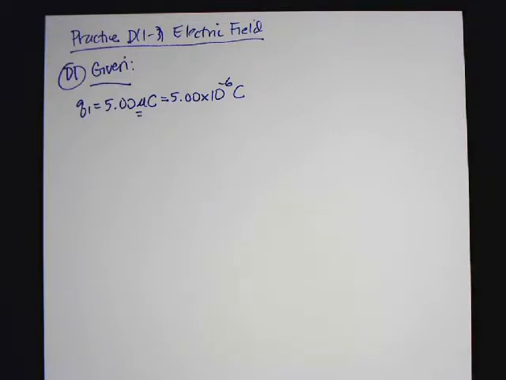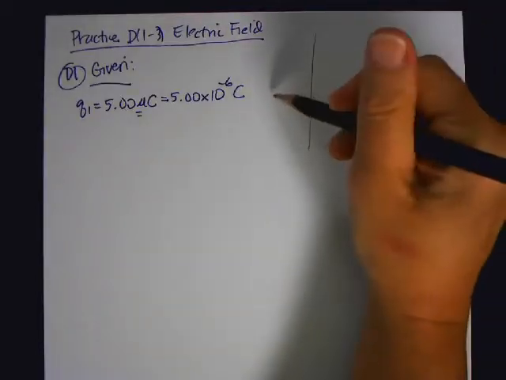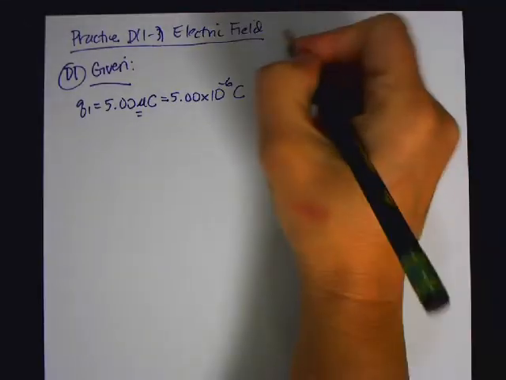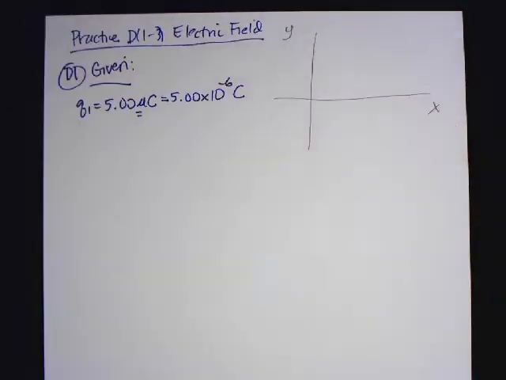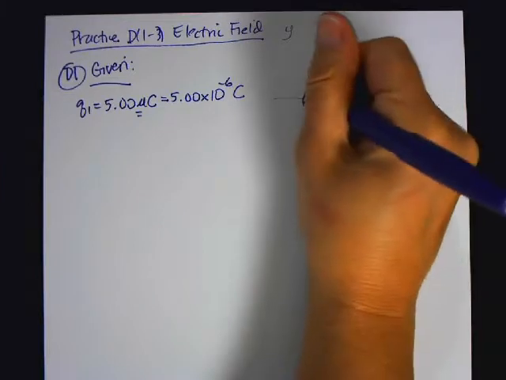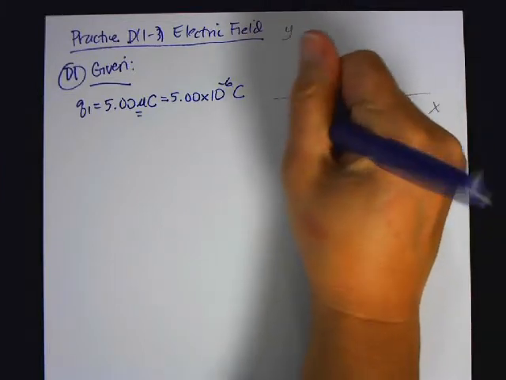And a second charge, so they're now telling me the orientation of where the charges are. So I'm going to draw my picture, and I'm just going to draw my axis like this. This is the x-axis. This is the y-axis. So Q1 is at the origin. So at the origin, here's Q1, and it's positive. And I'm just going to label that as Q1.